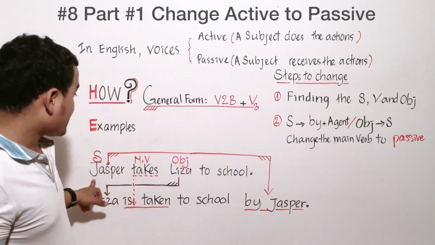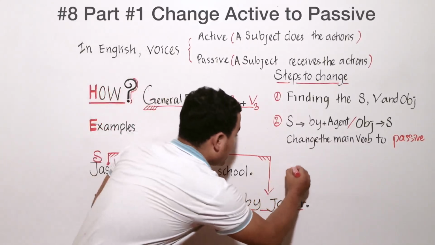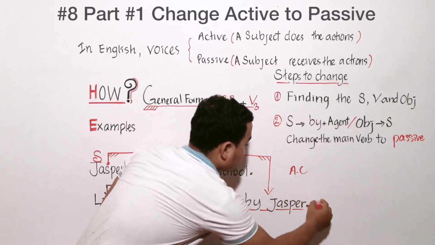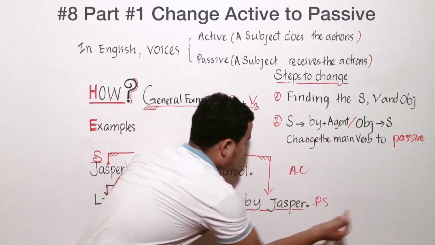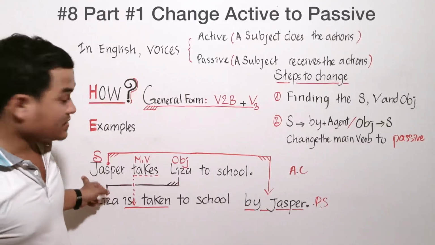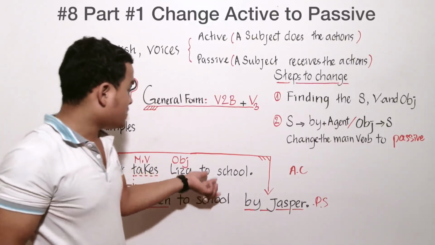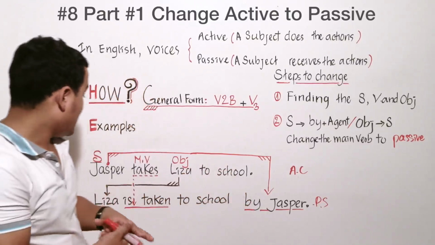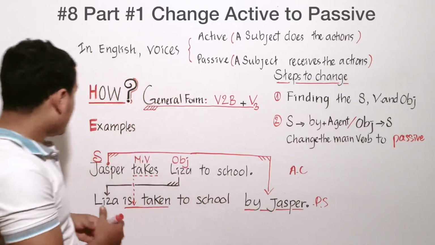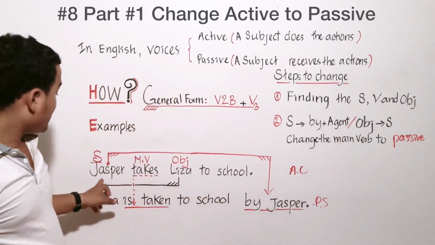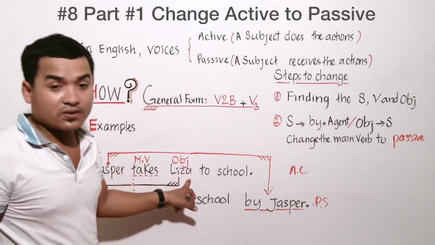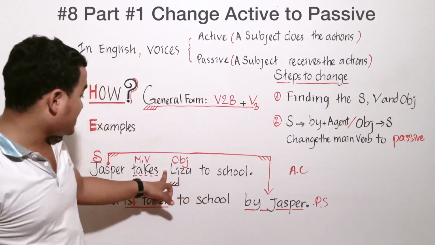Example here, this is the active sentence. I put A, C, and the active, PS. Okay, I call this passive in short. Okay, so the active sentence reads, Jasper takes Lisa to school. Okay, so the first step you have to do is you have to find the subject, verb, and object. So here, Jasper is the subject, takes here is the main verb, then Lisa is the object of the sentence.